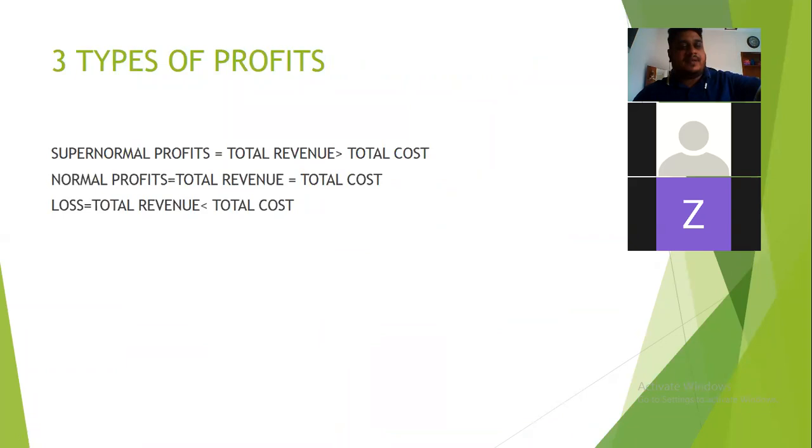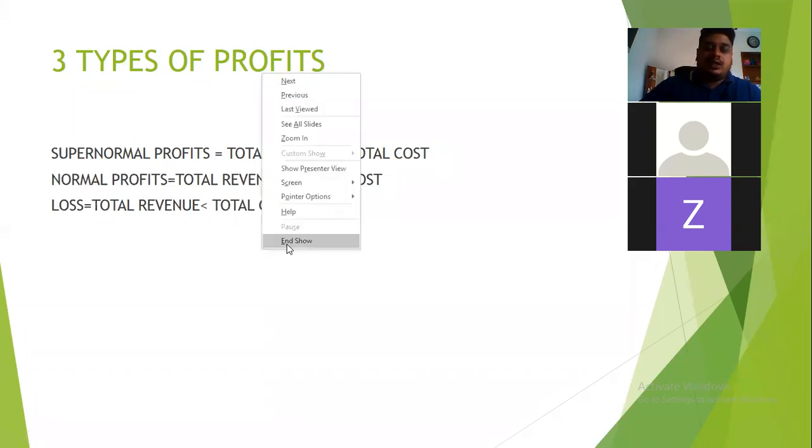Now, this is just a brief explanation. We have three types of profit or loss. Firms can get supernormal profits. This is where total revenue is greater than total cost. I repeat once again, supernormal profits are where total revenue is greater than total cost. And then we get normal profits. This is where total revenue is equal to total cost. And then we get loss. Loss is total revenue which is less than total cost.